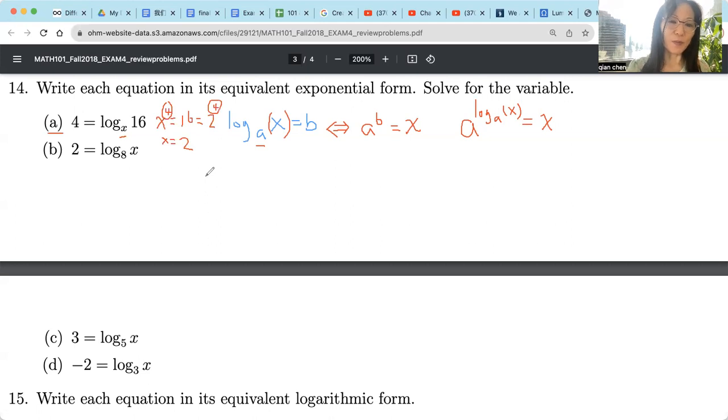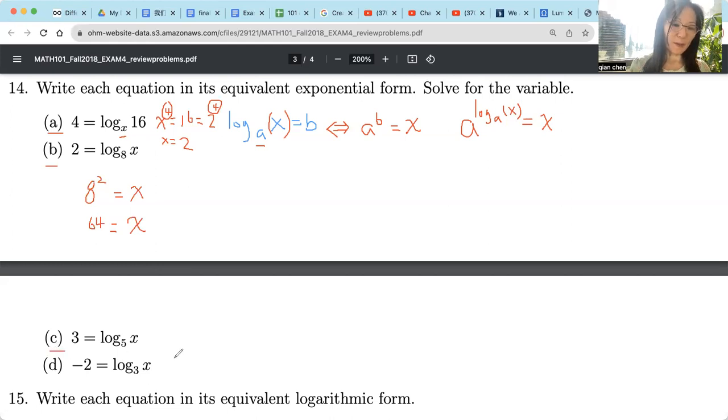Okay, so what did we do? We rewrite the log equation into exponential equation, right? So we solve for x. Let's see B. The base is 8. 2 is the exponent of 8 equals to x. So 8 squared equals to x. So x equals to 64. And that's it. Yeah, make it simple. So log, those 3 letters look scary, but if we know the meaning, it's not scary anymore.